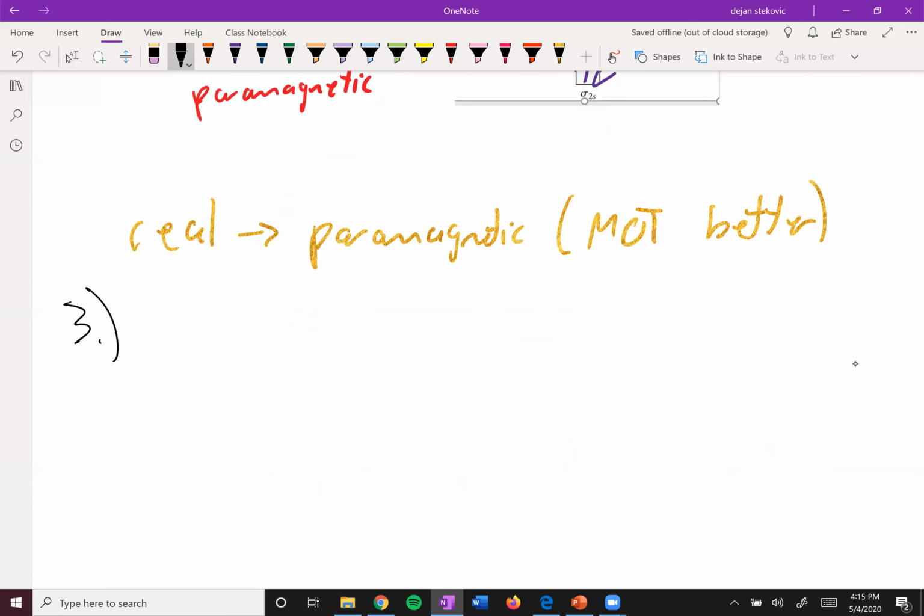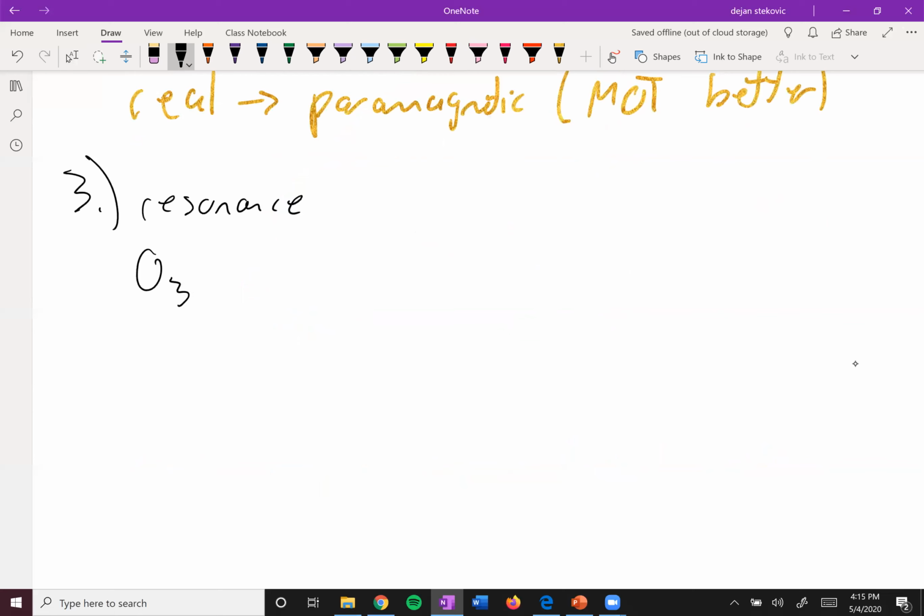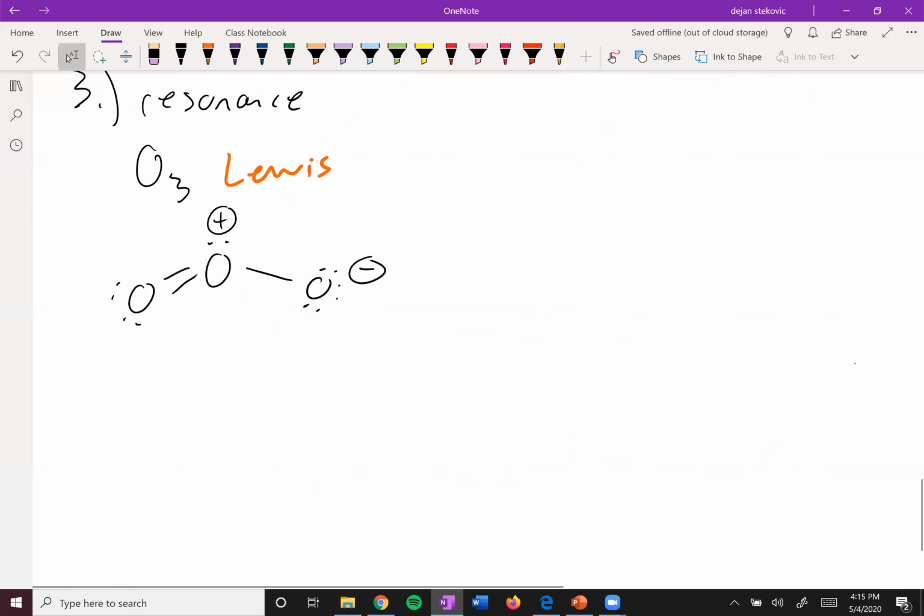Let's take a look at another component, resonance. So this is another limitation of Lewis structure. So we're talking about O3, ozone. When you talk about the Lewis structure, the molecule you're going to come up with is something like this, where you have a single bond on one side and a double bond on the other side. But since we arbitrarily chose one oxygen to have the double and one to have the single, we can flip it. And so what we can do is draw resonance structures.